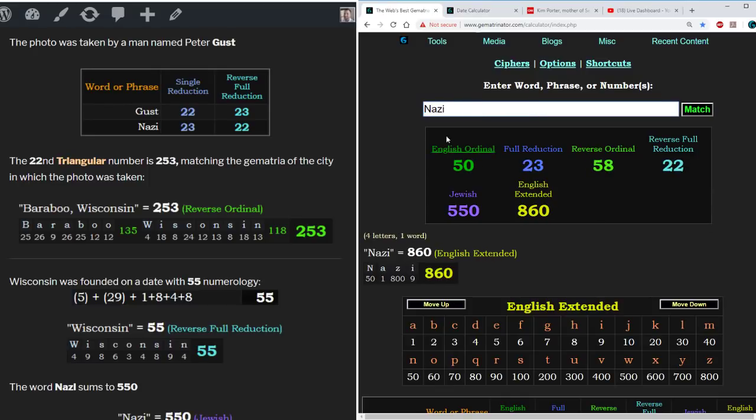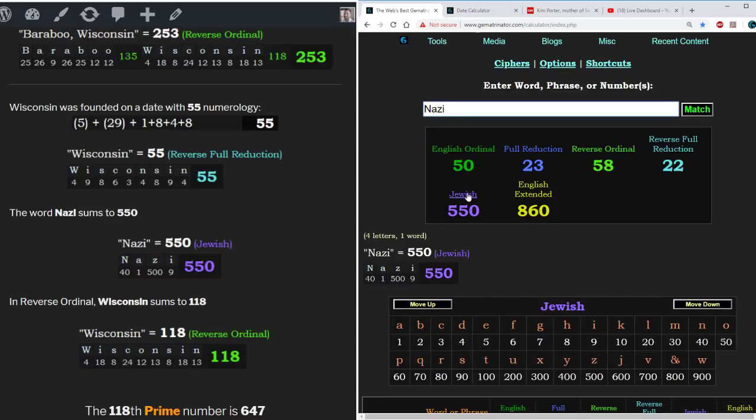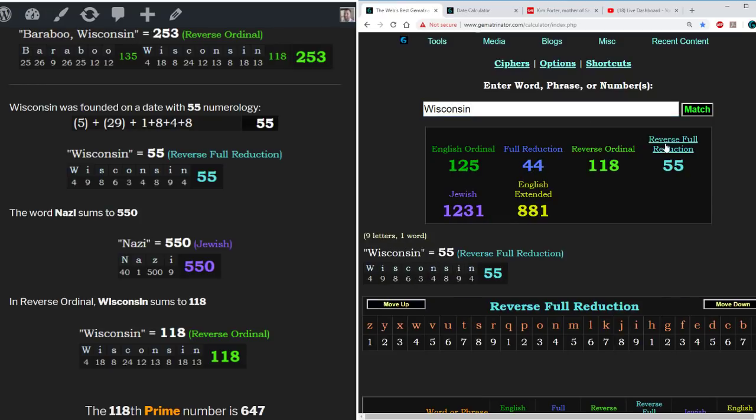As far as Nazi summing to 550 in Jewish gematria, 55 is a number that's special to Wisconsin. Not only does Wisconsin sum to 55, but the date that it was admitted to the Union had a life lesson number of 55, May 29th, 1848.